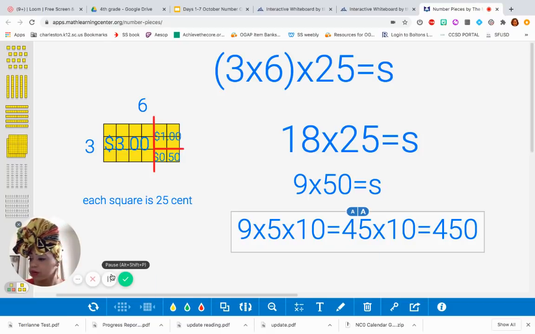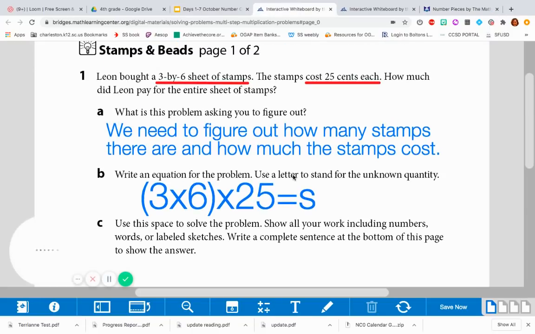Okay, well, before we move on, let's summarize what we had to do to complete this page. What did we do here? Yeah, we figured out what the problem was asking us. You're correct. Next, we wrote an equation. Right. What do we do after we wrote the equation?